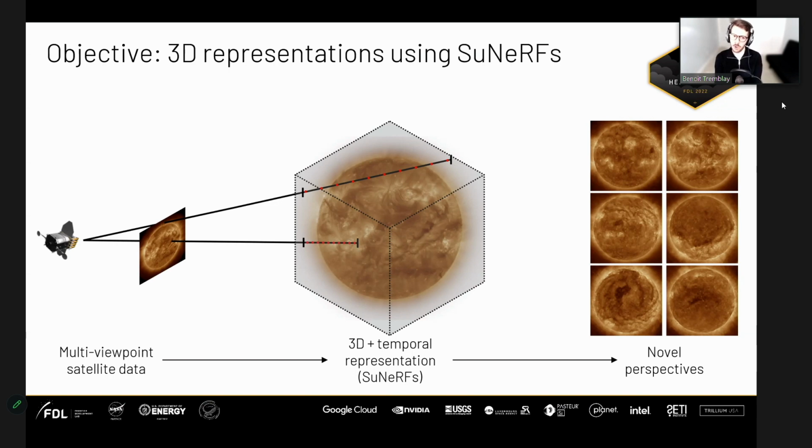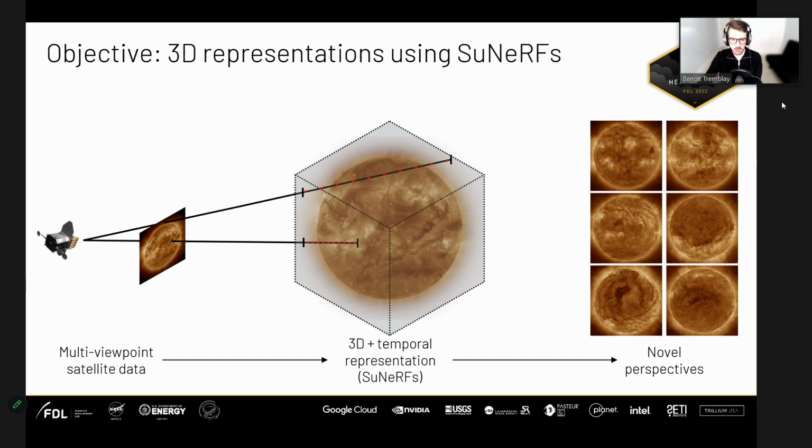So therefore, we had to adapt neural radiance fields to more accurately represent the physical properties of the sun. So for example, rather than modeling something like reflection, our NeRFs model for the sun will model emission and absorption of light from the corona. And then once we have that model, again, we generate novel perspectives of the sun.